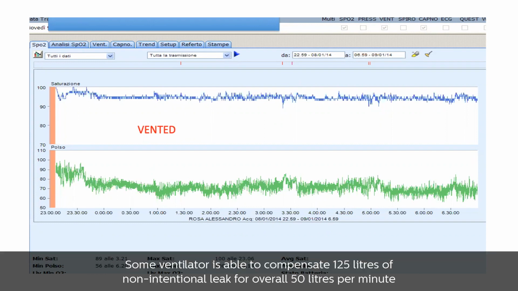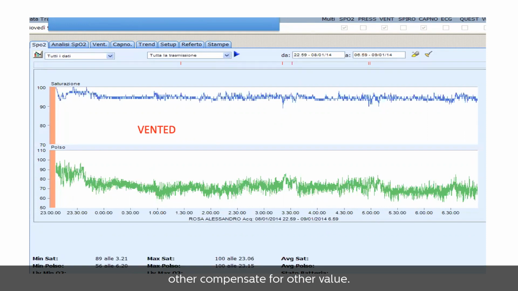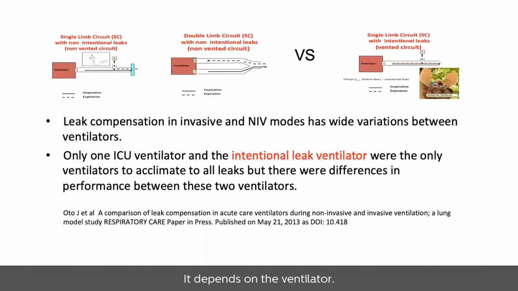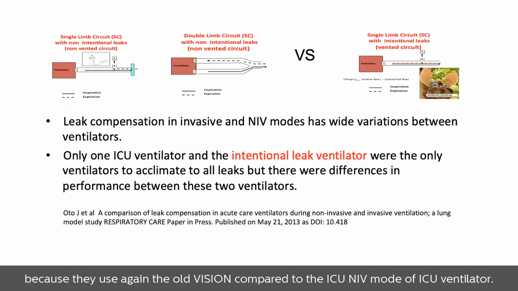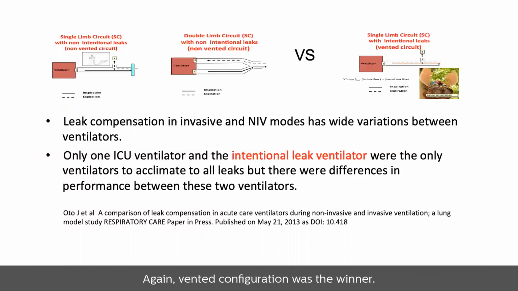Some ventilators are able to compensate up to 25 liters per minute of non-intentional leak, for an overall 50 liters per minute. Others compensate for other values. It depends on the ventilator. So again, in 2013, this paper showed that leak compensation did better with the home ventilators, because they used again the vented configuration, compared to the ICU NIV mode of ICU ventilators. Again, the vented configuration was the winner.